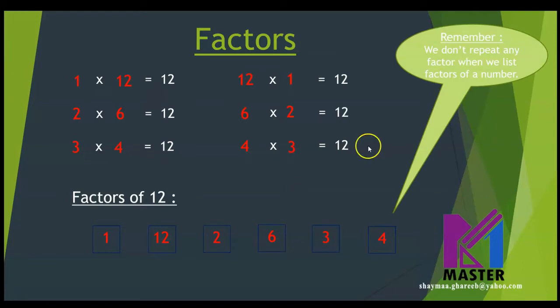Now, you have to know that we don't repeat any factor when we list the factors of a number. So if there are any repeated factors, we do not write them when we list factors of a number. Is this clear?